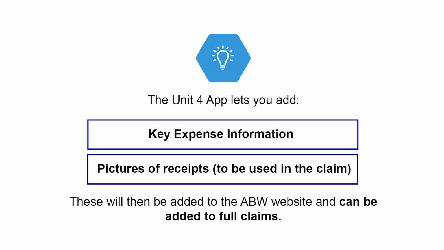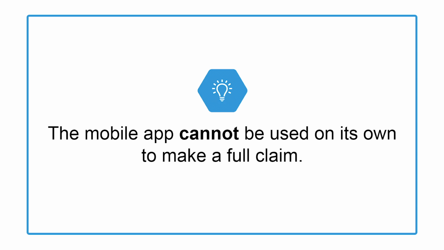The Unit 4 app lets you add key expense information and pictures of receipts to be used in the claim. These will then be added to the ABW website and can be added to full claims. The mobile app cannot be used on its own to make a full claim.